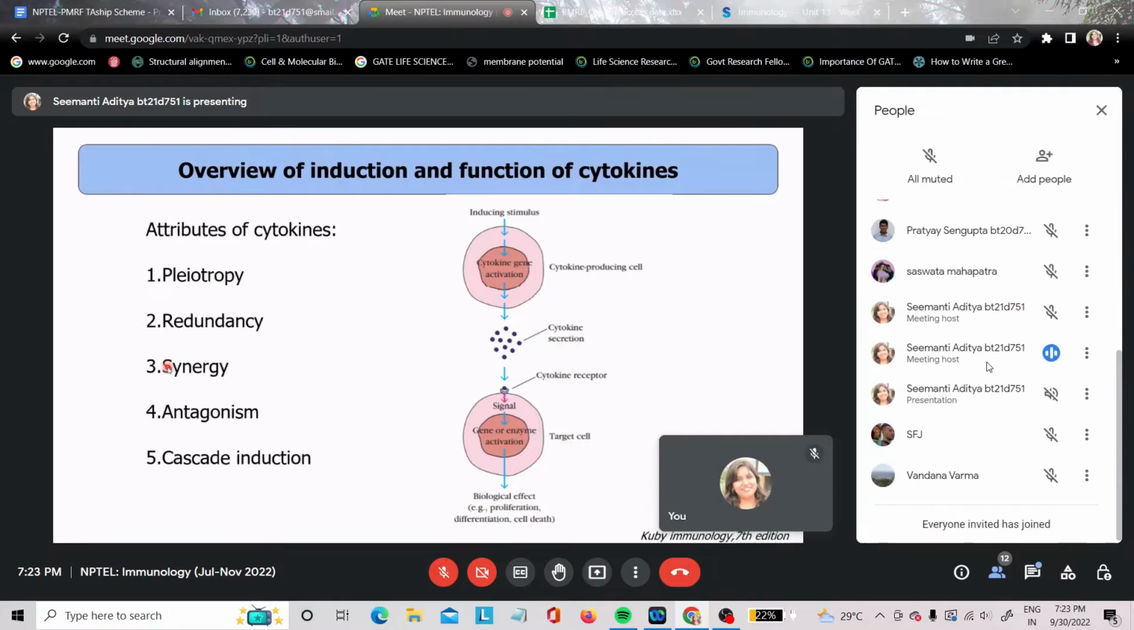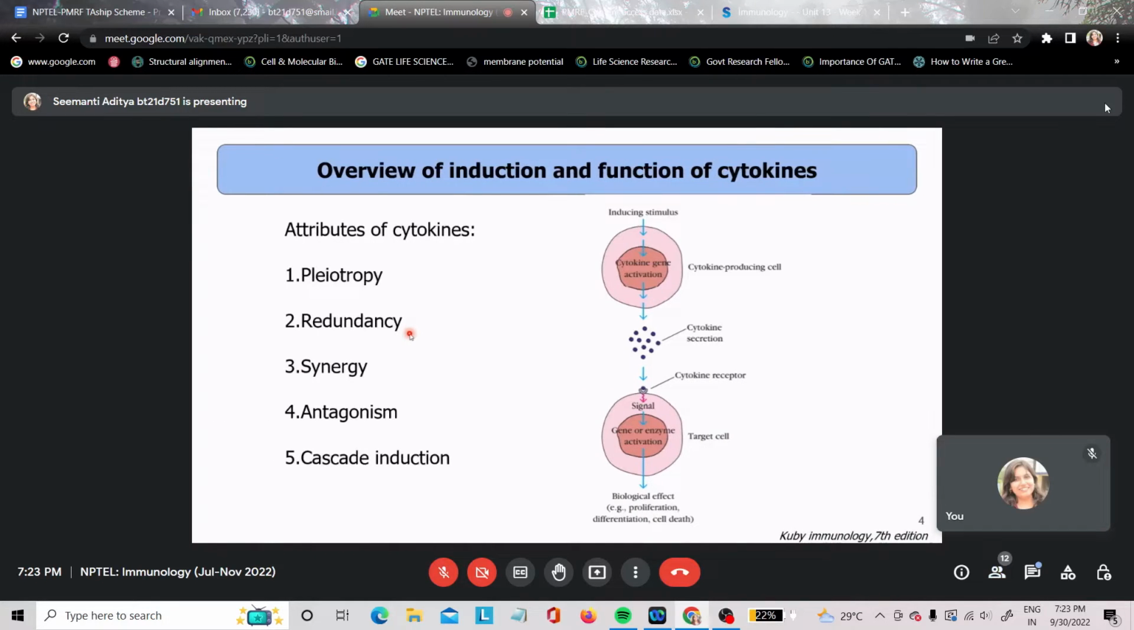Redundancy means there are different cytokines which are performing the same function. For example, IL-2, IL-4, and IL-5 help in B cell proliferation. So their redundancy means that there are three different cytokines performing the same function. That is what you mean by redundancy.